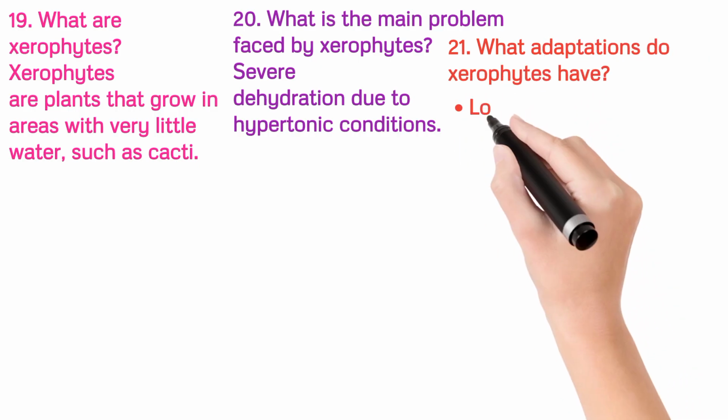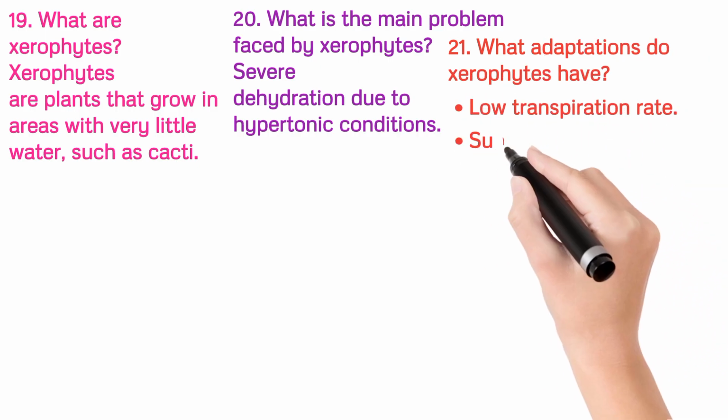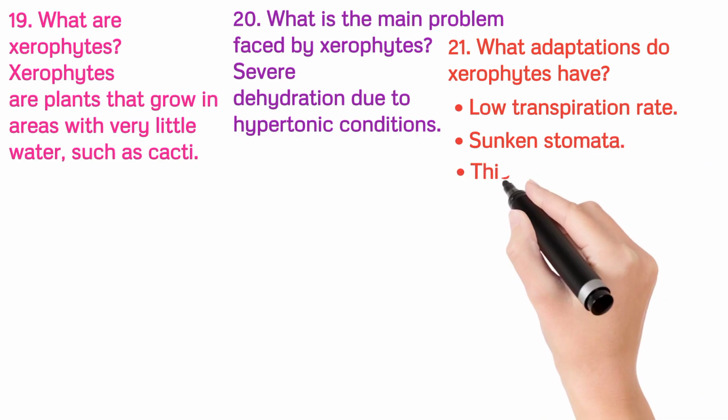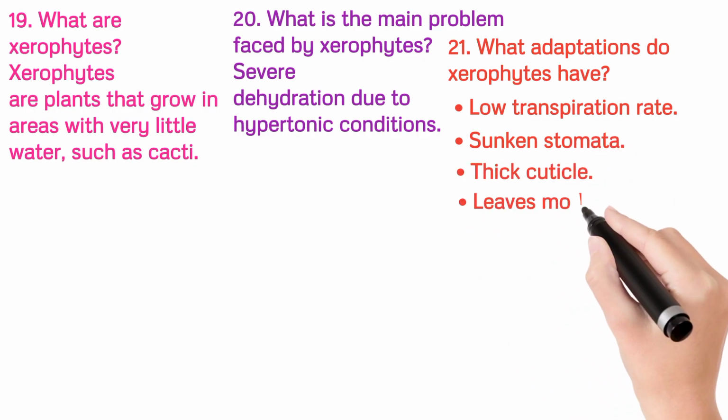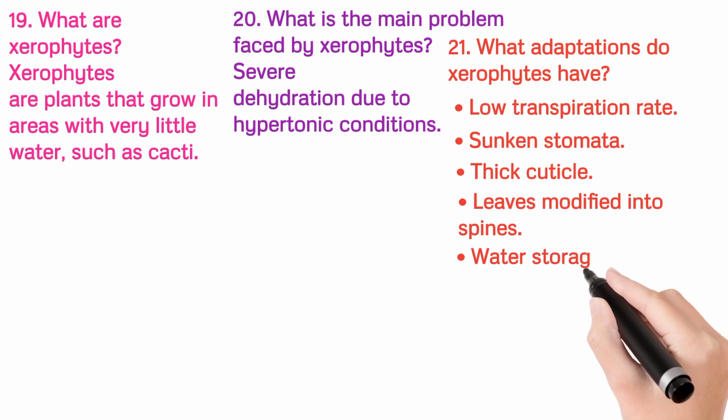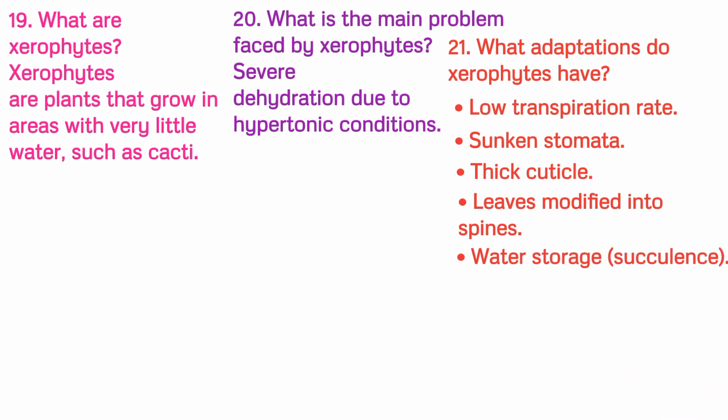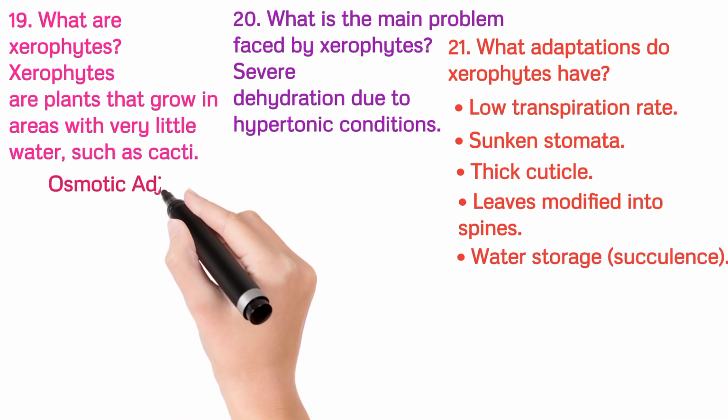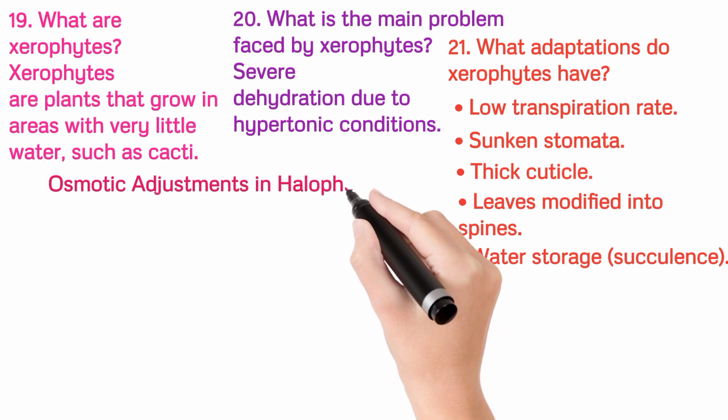21. What adaptations do xerophytes have? Low transpiration rate. Sunken stomata. Thick cuticle. Leaves modified into spines. Water storage, succulents. Osmotic adjustments in halophytes.